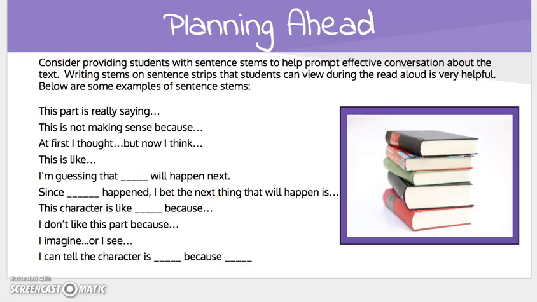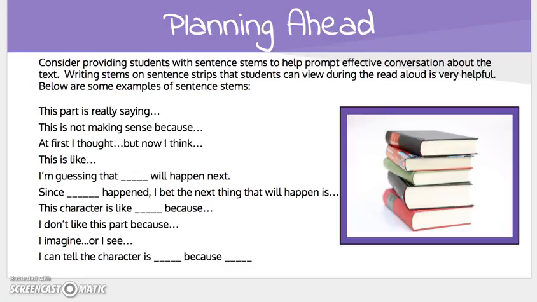This part is really saying, this is not making sense because, at first I thought, but now I think. This is like, I'm guessing that blank will happen next. Since this happened, I bet the next thing that will happen is. This character is like blank because. I don't like this part because. I imagine or I see. This is what you could have them say when they're trying to visualize what's happening in the story. And the last one, I can tell the character is blank because blank. And I like to use that with characterization. And these sentence stems are also very helpful for your English language learners who may not understand how to have these conversations or have the vocabulary to do that.